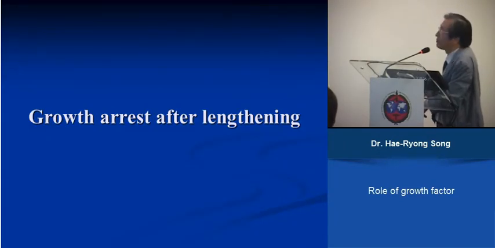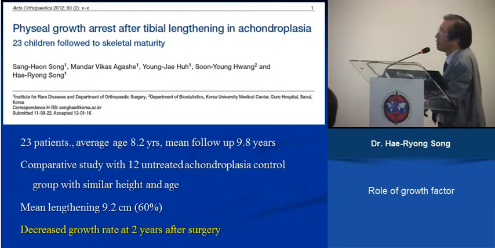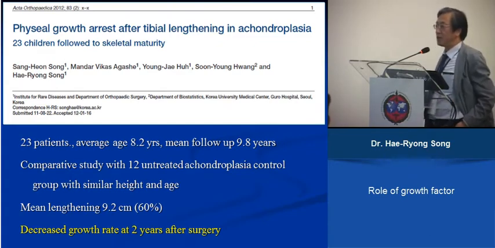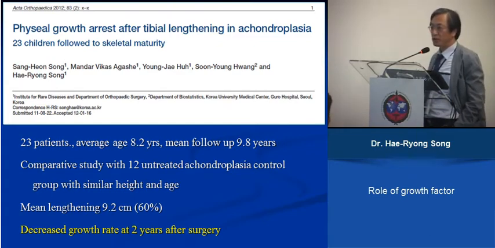Another problem is growth arrest. I reported physeal growth arrest for tibial lengthening in achondroplasia, and I found, because many patients had 20 centimeter lengthening, but the patient told me, where is my 3 or 4 centimeters?